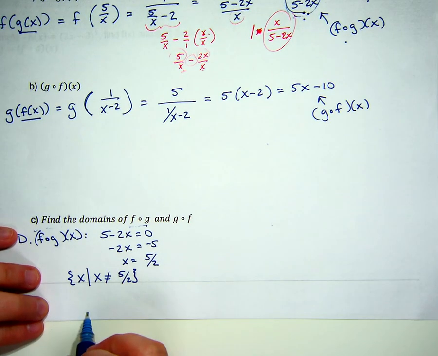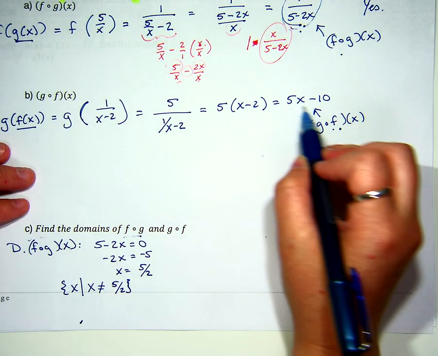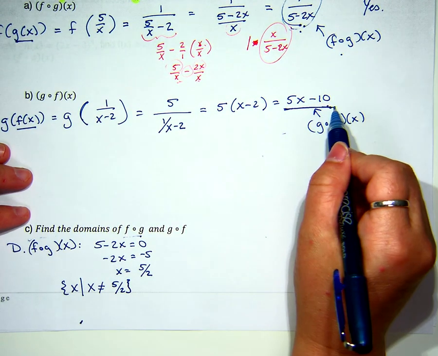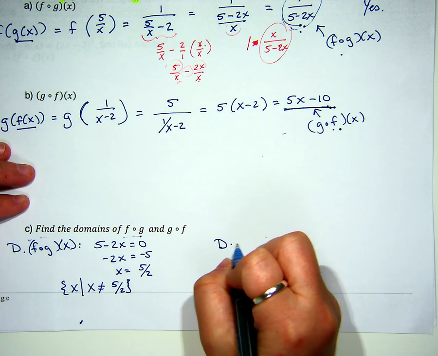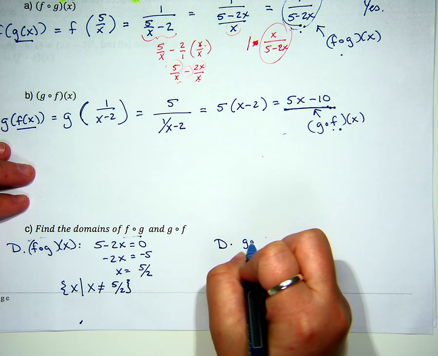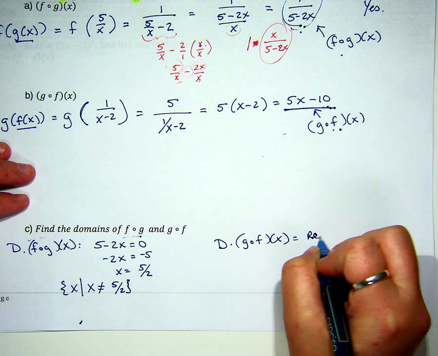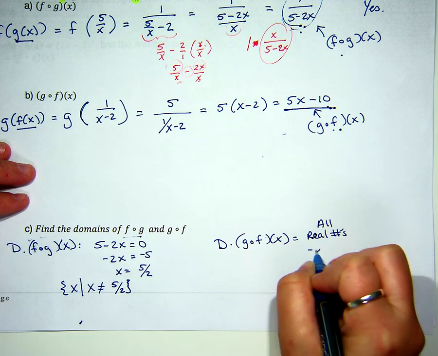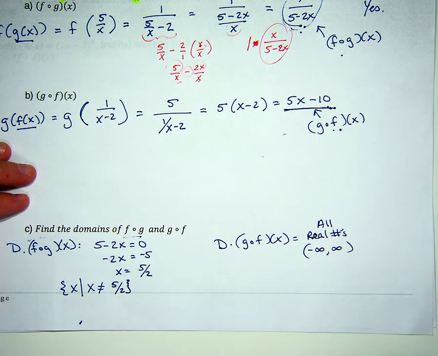If I want to talk about the domain of g composed of f, is there a variable in my denominator? No, I don't have a denominator. Are there any even indexed roots? No. If I answer no to both, then my domain is all real numbers. Or negative infinity to positive infinity.